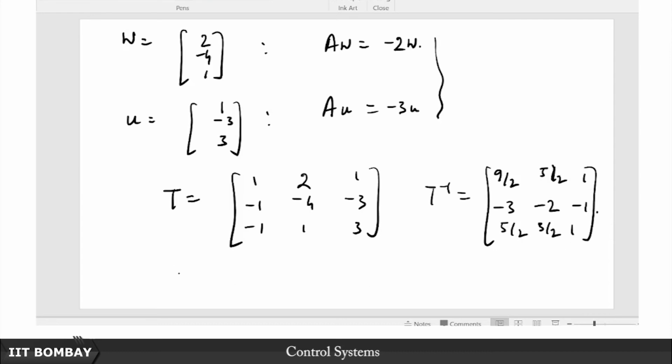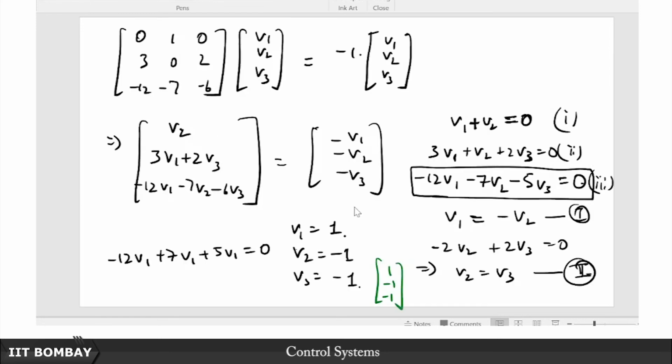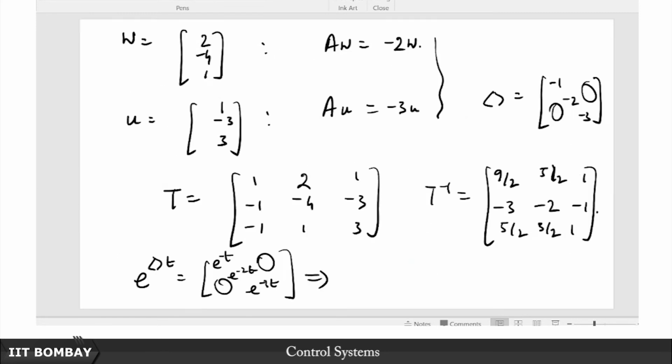Now if you take e to the lambda t, you will see that the lambda matrix comes out to be basically minus 1, minus 2, minus 3 on the diagonal, and 0 elsewhere. So e to the lambda t comes out to be nothing but e to the minus t, e to the minus 2t, e to the minus 3t, that is straightforward. So the main calculation is in obtaining these eigenvectors, that is what it has basically boiled down to.